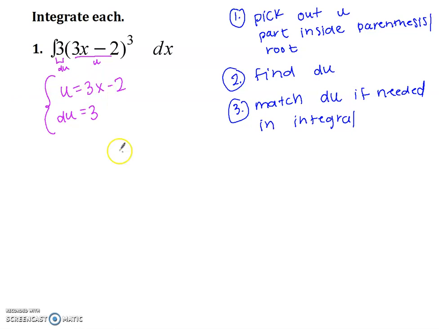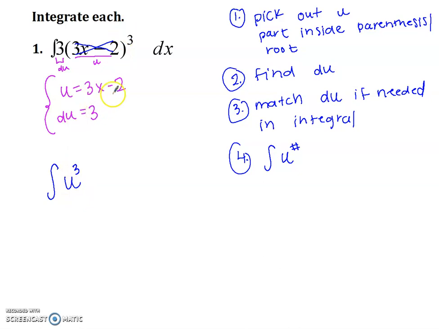Then the next step is we want to rewrite this integral in terms of u. Usually it's going to look like u to some power. So we're just subbing in the u part. This part right here, we're getting rid of the 3x minus 2, and I'm changing it to a u. I'm going to rewrite this part as u, but then I still have the exponent, so it's going to be u to the third.